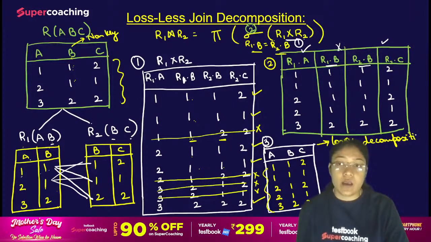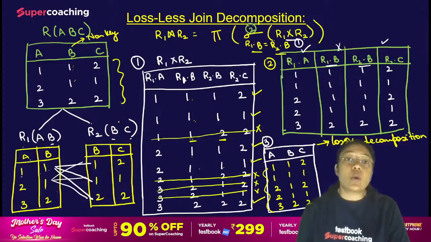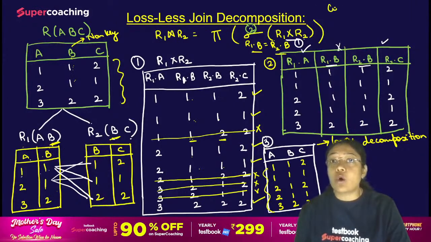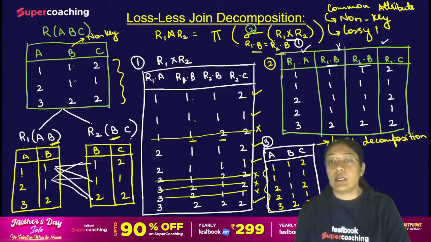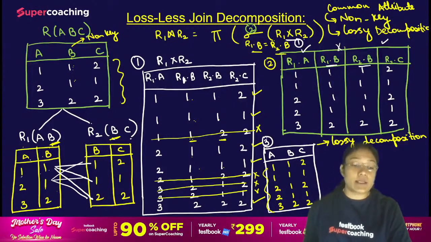Is this clear? ये कौन सा केस था? When the join was performed on the basis of a non-key attribute. B was a non-key attribute. Here, this is case 1, the common attribute was a non-key attribute, hence it is returning the lossy decomposition. ये clear हुआ? Now in the second case I am going to consider the common attribute as the key attribute.